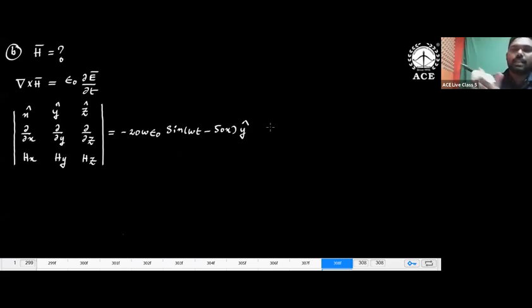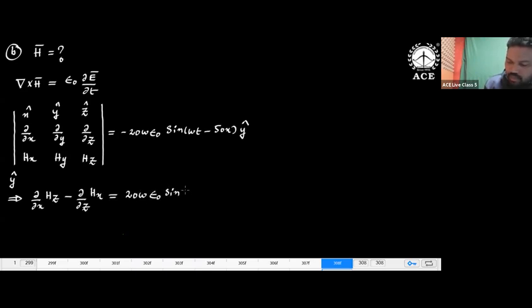Okay, fine, beta. See here carefully. What you have noticed here, there is a y component here. So on the left side also, I am going to equate it with the y component without wasting my time. So what is the y component on the left side? So minus y cap into this minus this into this. Already one more minus is there, it will become plus. Clear? Yes. So it will become dou by dou x of Hz minus dou by dou z of Hx is equal to 20 omega epsilon naught sine(omega t minus 50x).